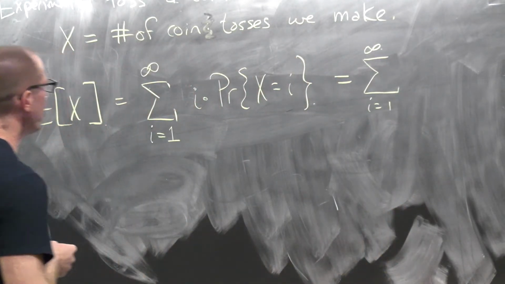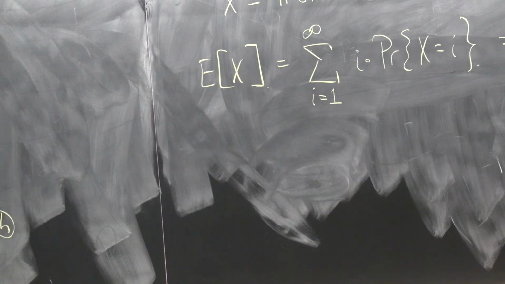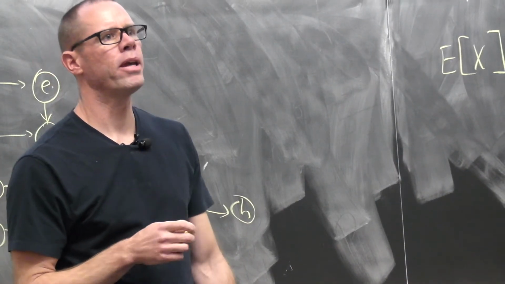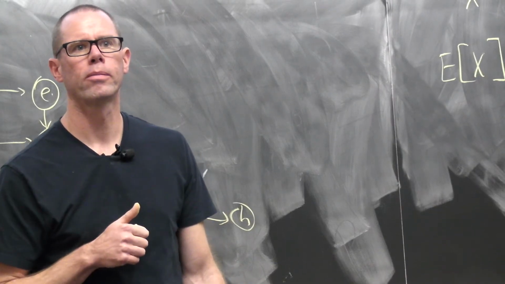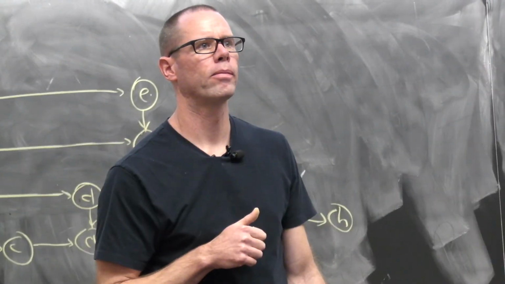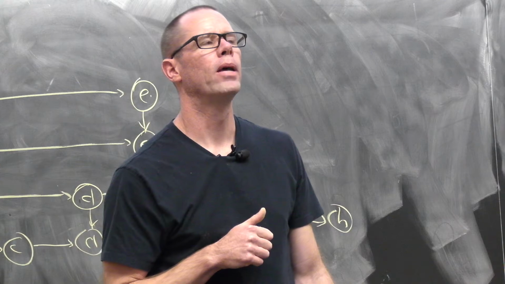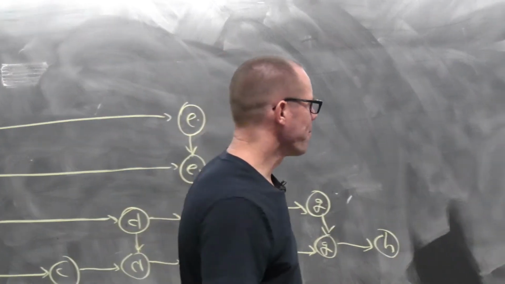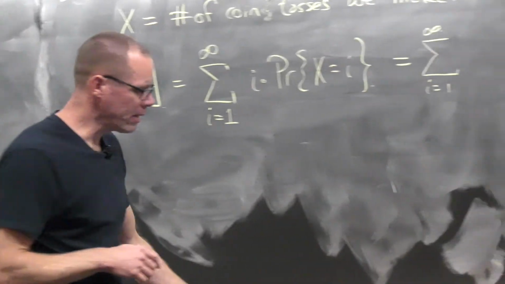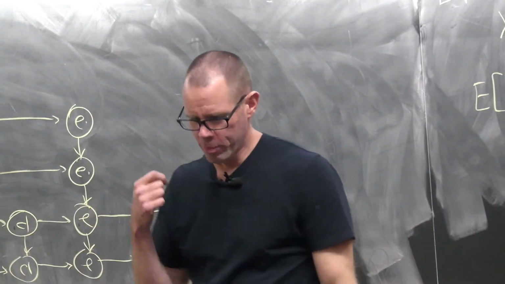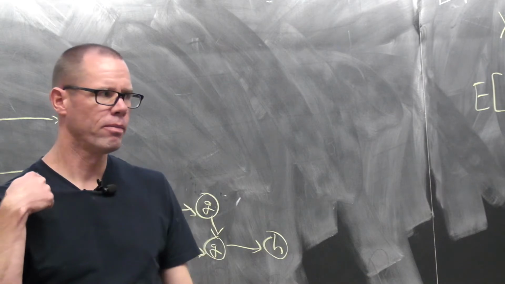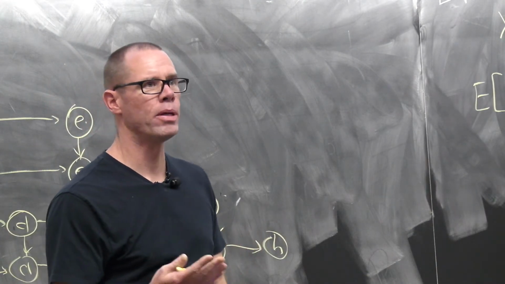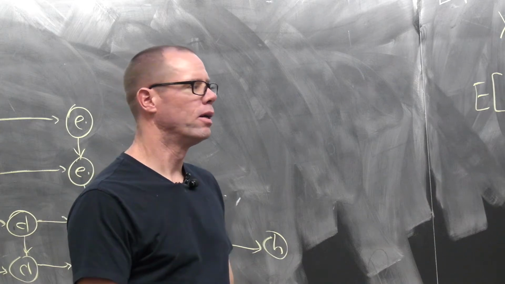What is the probability that I make exactly one coin toss? It's a half. With probability of a half, the coin comes up heads on the first toss, and we stop. So that means we made exactly one coin toss.